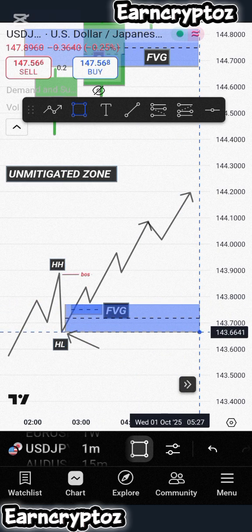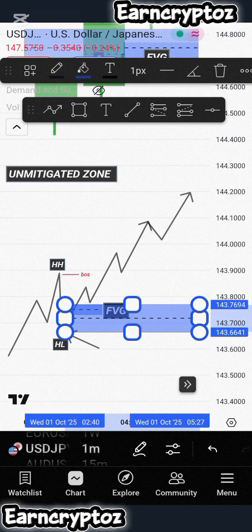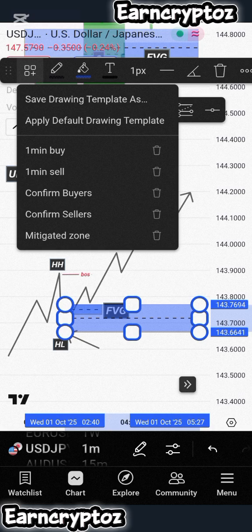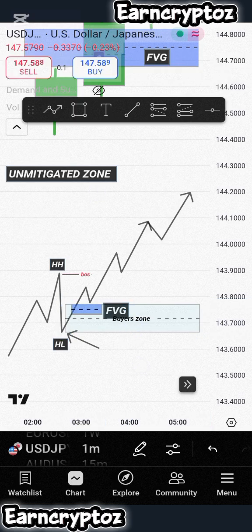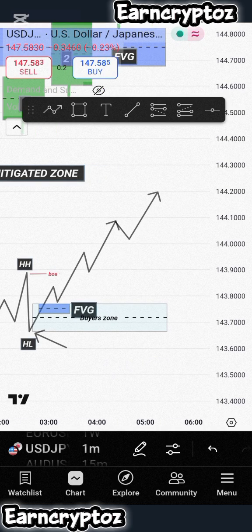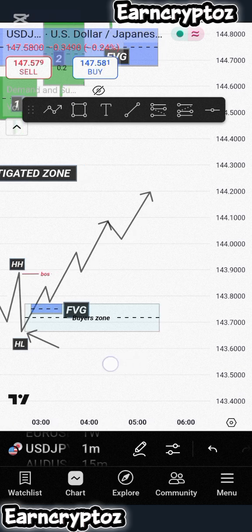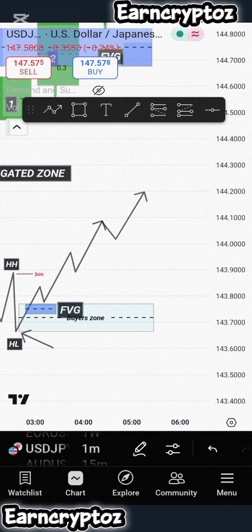This is a POI zone because it is a zone that caused price to cause this break of structure. It is from here buyers came in and pushed price higher to cause the break of structure. So this is a buyers' zone. Buyers came in from here. The two conditions we've used so far to confirm this POI are break of structure and fair value gap. The third condition that will make it valid is if this zone is unmitigated.